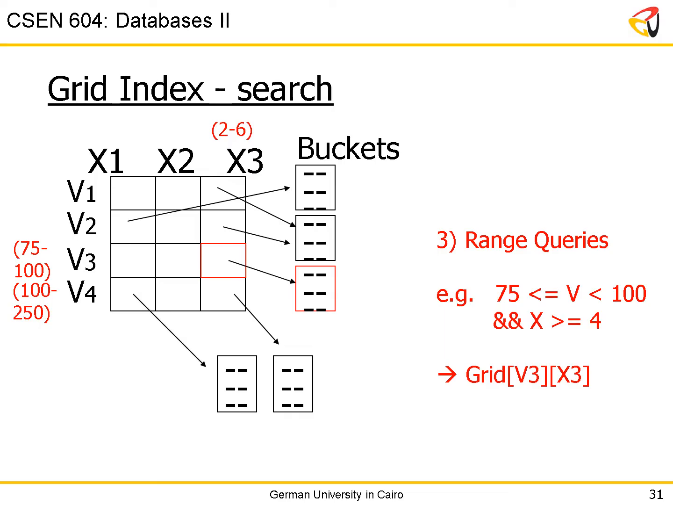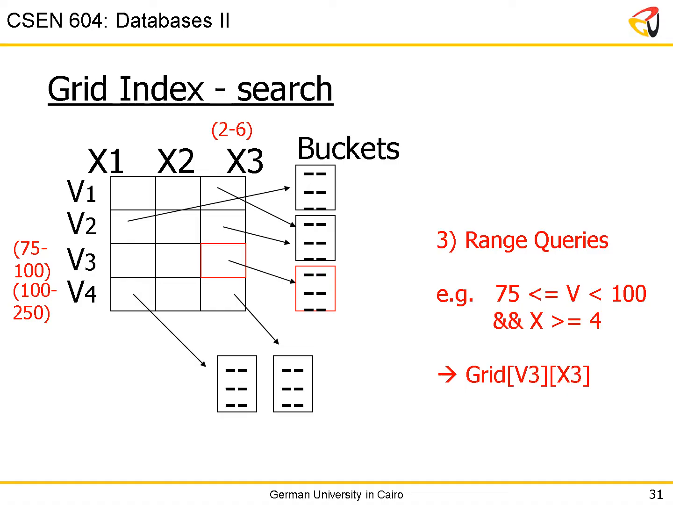We can also answer range queries. So if I get select star from where V is between 75 and 100 and X is greater than or equal to 4, that's easy for me. I will work with the V dimension to find where 75 and 100 are, and that would be my row or rows of interest. And then X is going to be the column or columns of interest. I intersect them, the row and the column. In this case, I will get this red highlighted cell.